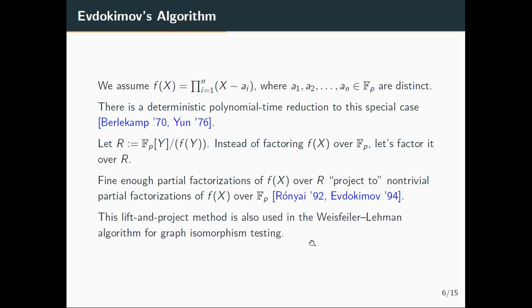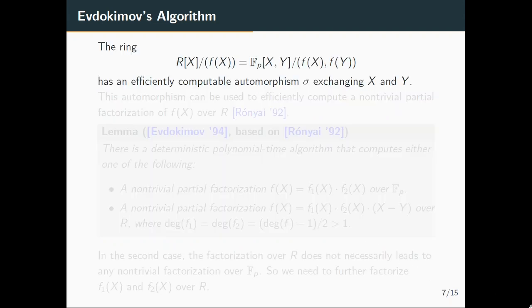And I want to remark that this lift and project method is also used somewhere else in theoretical computer science. For example, it's used in the classical Weisfeiler-Lehman algorithm for graph isomorphism testing. You may wonder what's the advantage of working over the ring R instead of over F_p. It turns out that it's easier to factorize f(x) over R for the following reason.